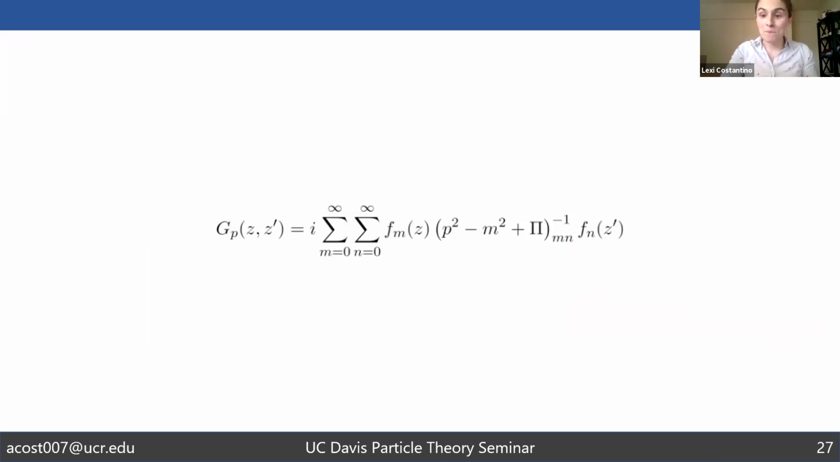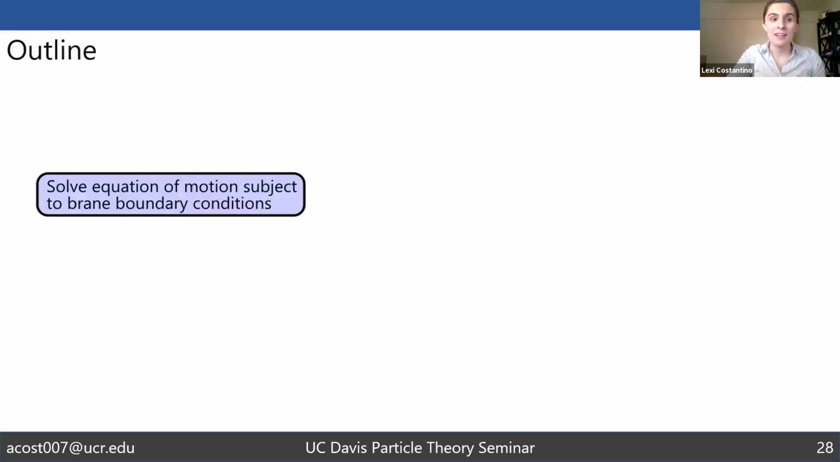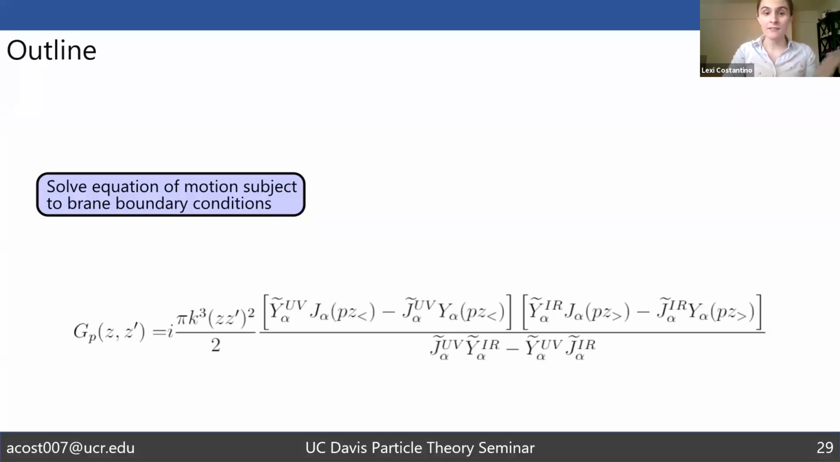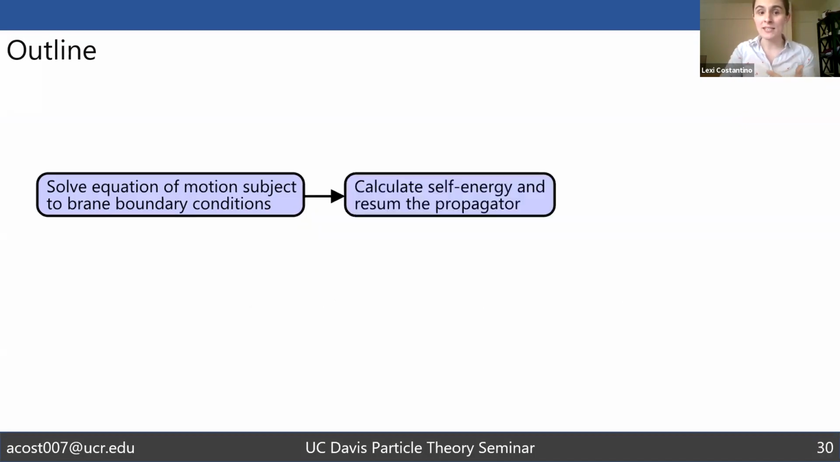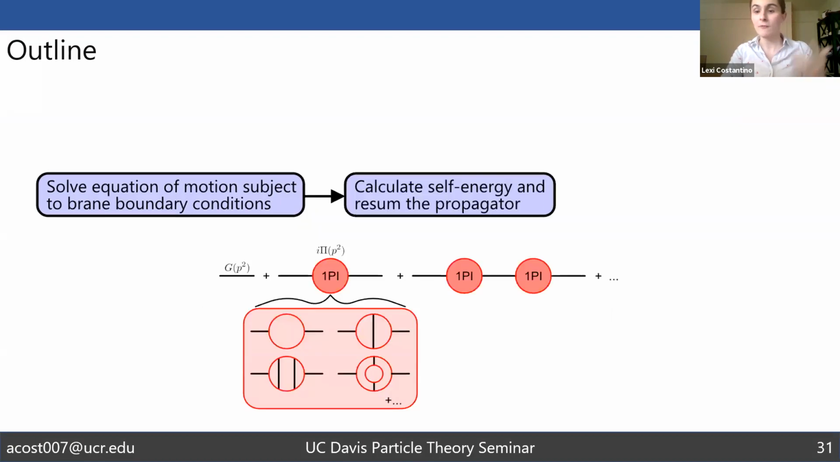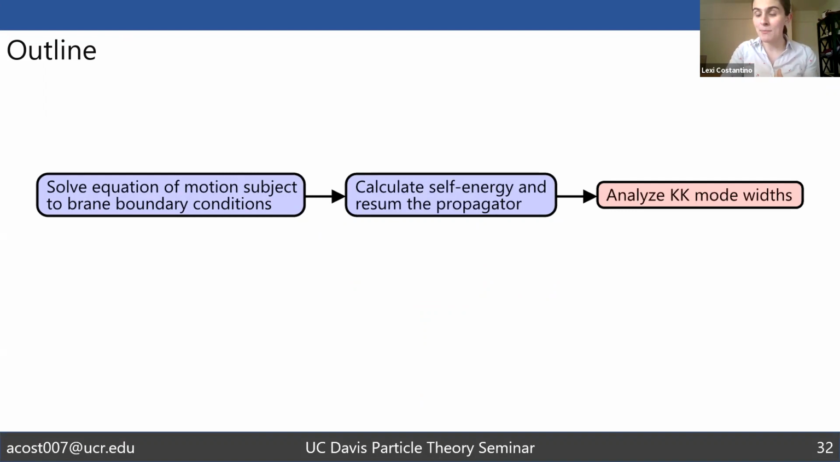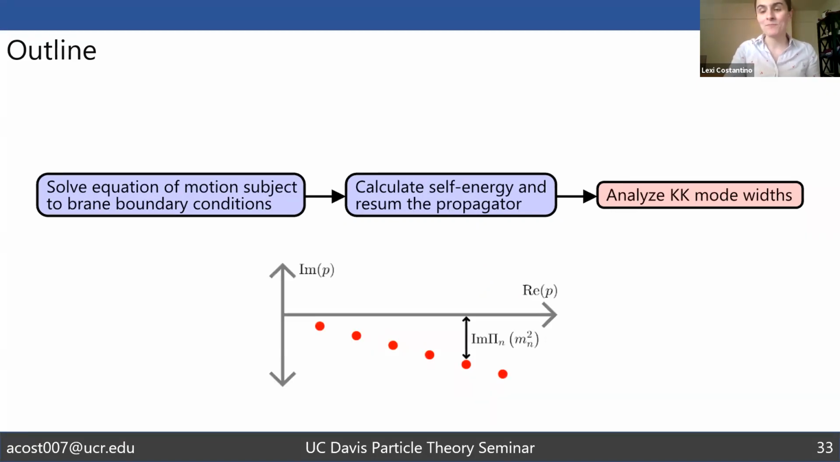So based on what I've just told you, the outline would be as follows. We solve the equation of motion subject to the brane boundary conditions. This gives us the propagator. Fine, check, that's already done in the literature. Then we calculate the self-energy and resum the propagator. That would involve doing something like this that I briefly showed earlier. From there, we would want to analyze the KK mode widths properly, not in the naive, hand-wavy way I mentioned. And this would give us something like this, hopefully.